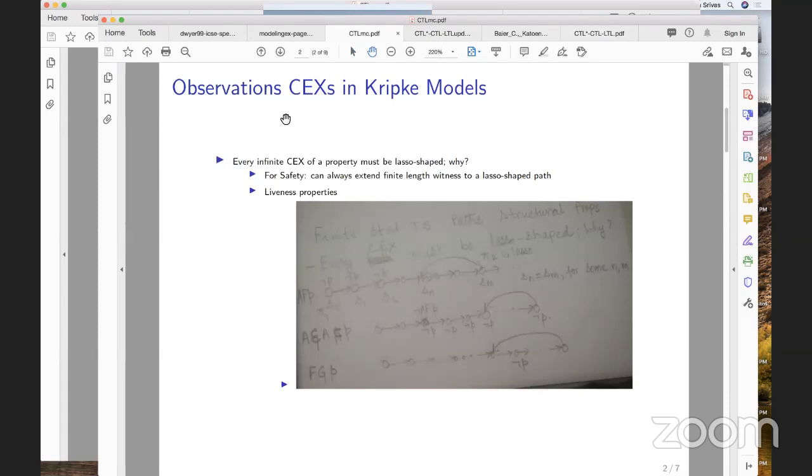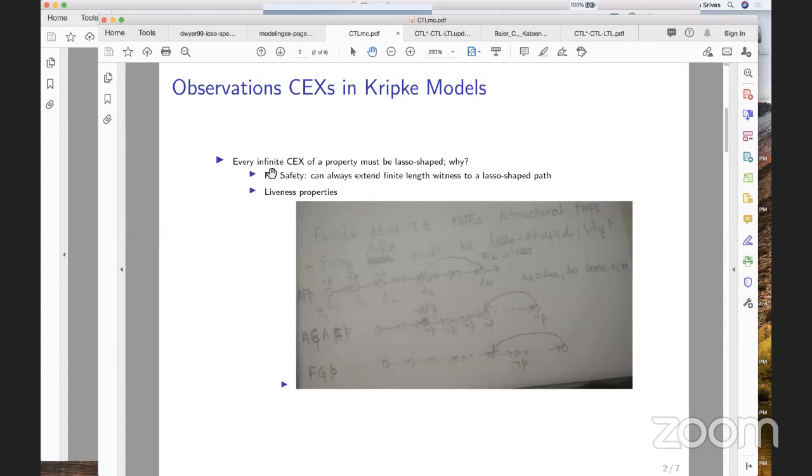Okay, so first I want to make some observations about counterexamples. Remember that we classified the properties into liveness and safety based on whether the witness to the violation of the property required you to have an infinite path as a witness, or you could just show the violation using a finite path. For safety, it required only a finite path to show the thing.